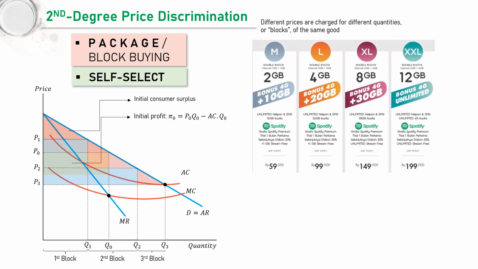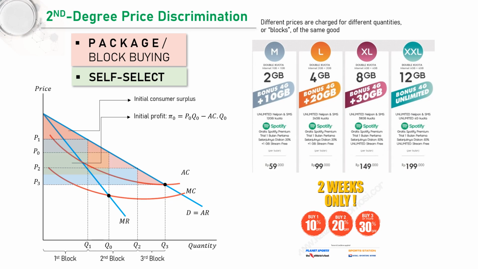This example may be quite familiar to you, the internet package, or this discount for buying extra. And also in the electricity case, some countries charge a lower price for bigger electricity consumption. But in other countries like Indonesia, to preserve the energy, it is the opposite.